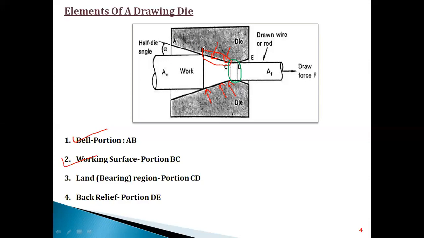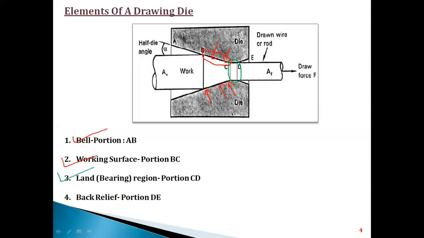So from this zone itself, there is no further reduction in the cross section area of the work material, that is the land region. But there is some frictional drag developed on the work material. This is regarding the land or the bearing region.